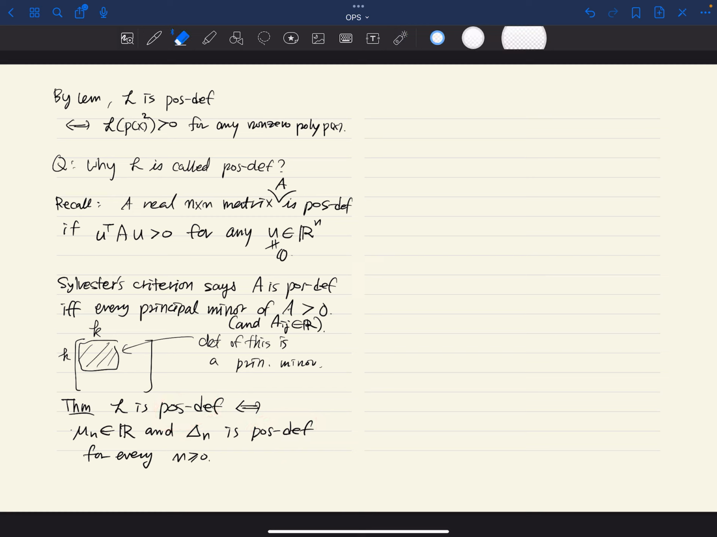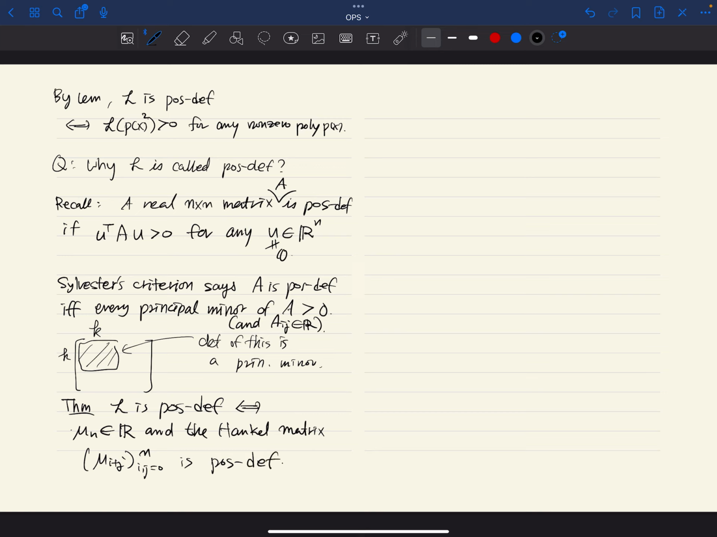I think this is not very accurate because this is a determinant already. So let me write this way: the Hankel determinant. Sorry about that. Let me write this again. The Hankel determinant, Hankel matrix. The Hankel determinant delta n is a determinant, so we cannot really use it here. The Hankel matrix is exactly the matrix whose determinant is the Hankel determinant, and it is positive definite. This is the theorem.